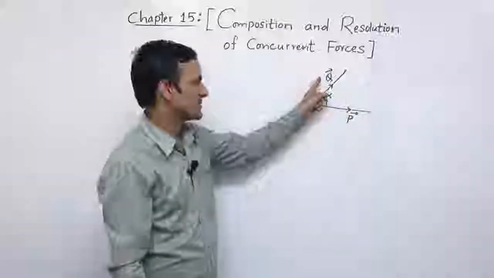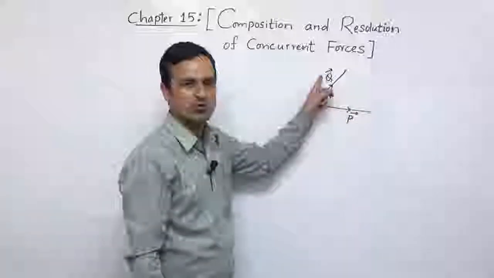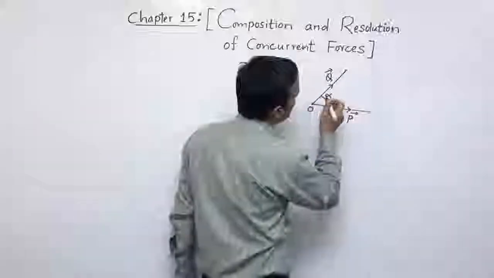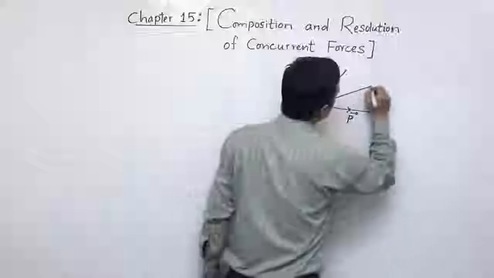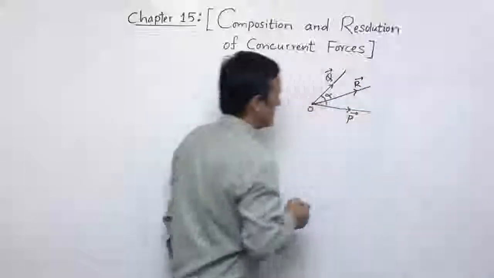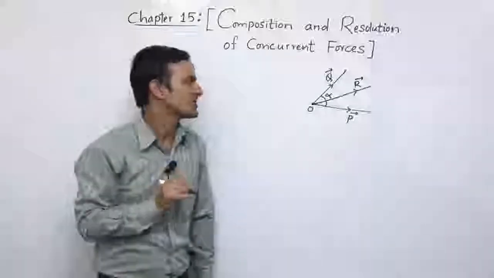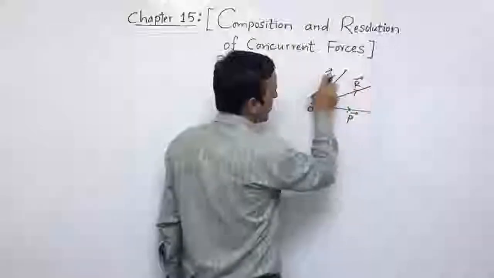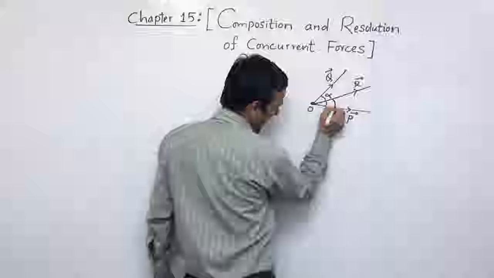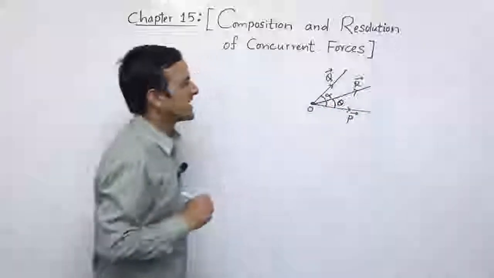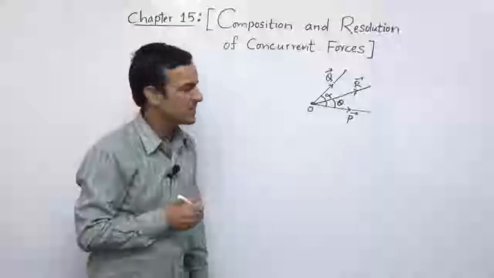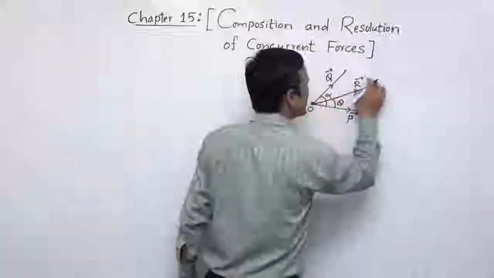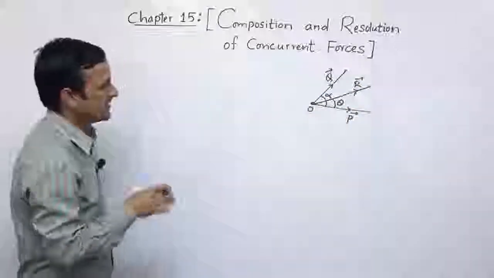That means force P and force Q, whose directions are given in the figure, and R is the resultant of these forces. So R is the resultant of these two forces which act at the same point O, and it makes an angle theta with force P. Similarly, the resultant of P force and Q force is the R vector, or force R.